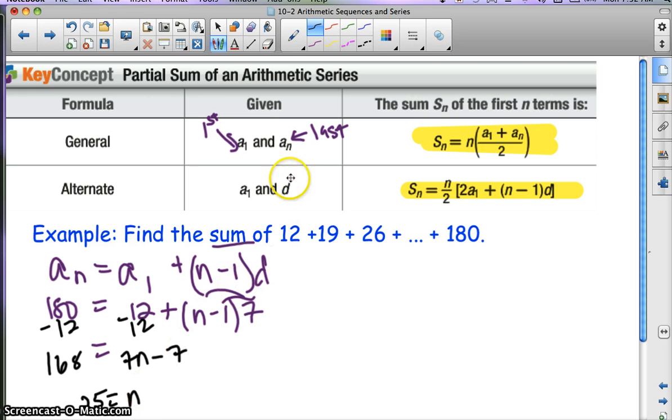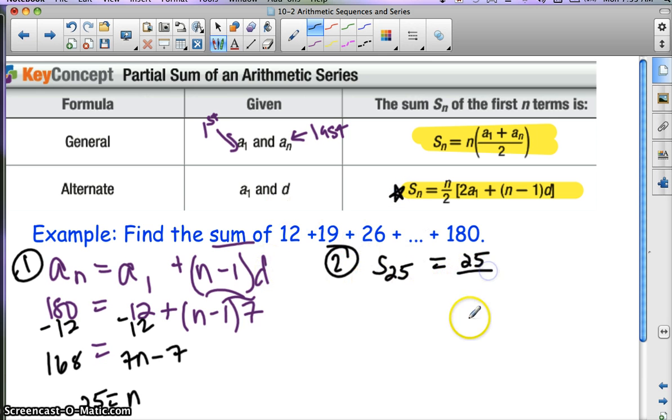So now we're going to use the general partial sum right up here, because we have a sub 1 and a sub n, but now we know what n is. So our second step, this was our first step, our second step then is going to be S sub 25 equals 25, oh wait, we're not going to use that one, are we? We're going to use this one right here, because we have a d and our a sub 1. We just need to find n. That'll work too. Okay, so 25 over 2.